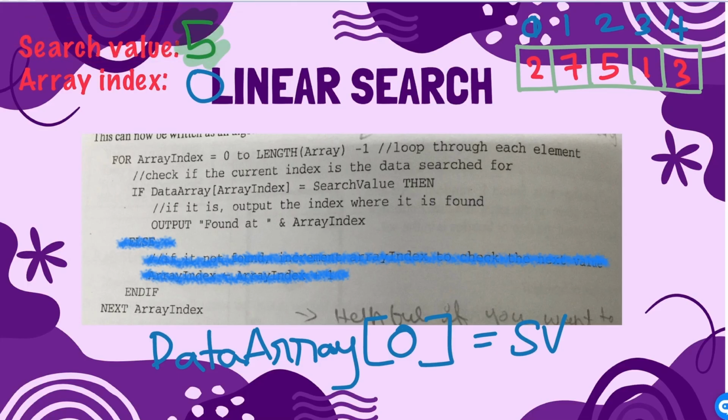So how are we going to interpret this line of code? Data array square bracket 0 is 2. As you can see from the array, you're going to put a 2 here. Is it equal to the search value, which is 5? Is this true or false? It is false because 2 is not equal to 5. So if it is not, then we're just going to ignore all of the rest of the code and move on to the next array index, and the array index is going to increment to the next value. So 0 is going to become 1.